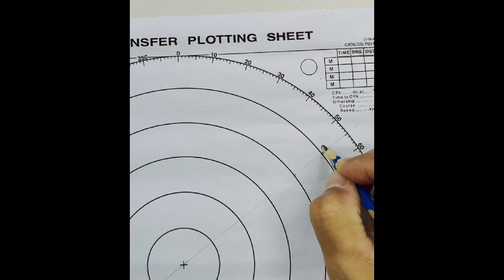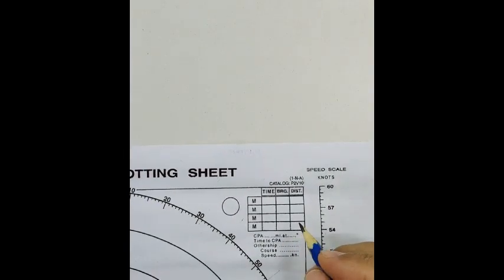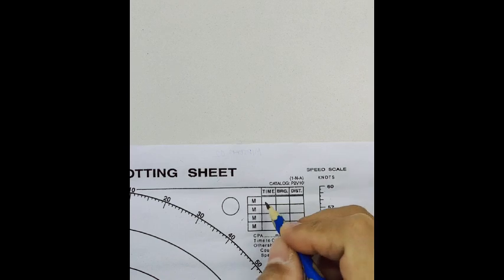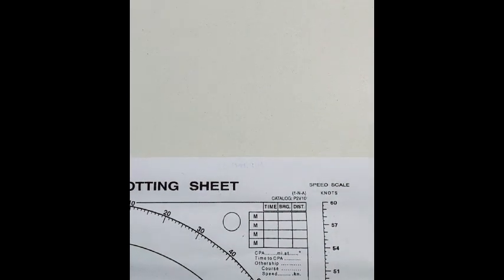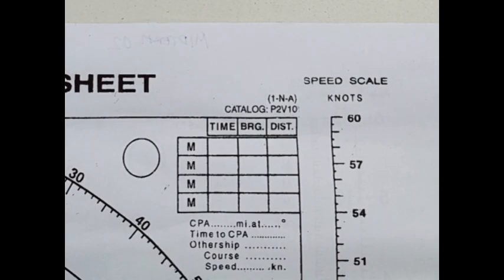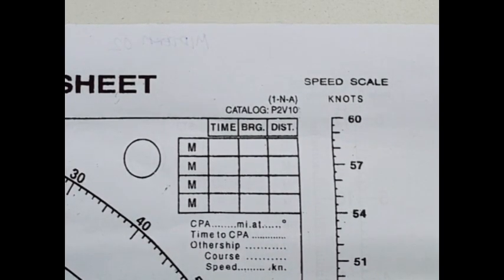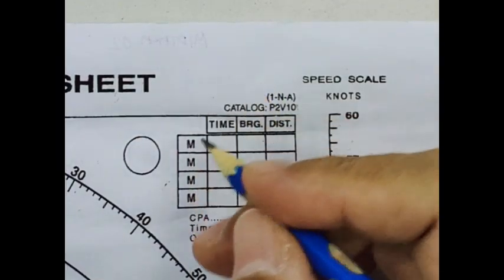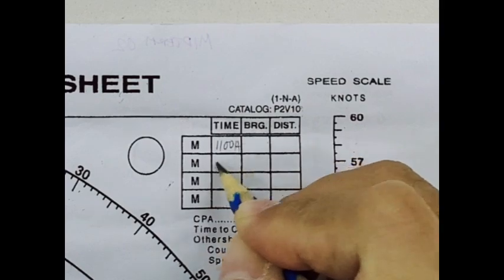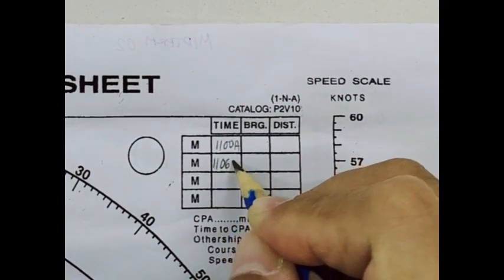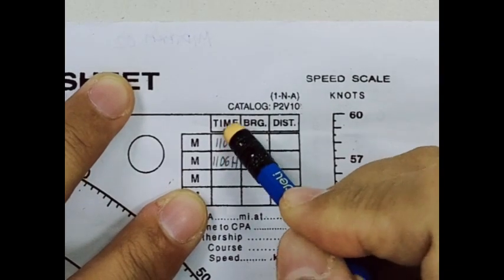Then label the first bearing as your R, and then the second as your M. You can also try to write the bearing times and bearing and range of the targets on the corner of your radar plotting sheet.